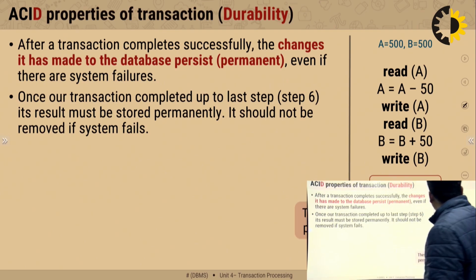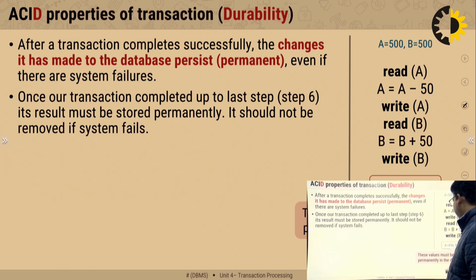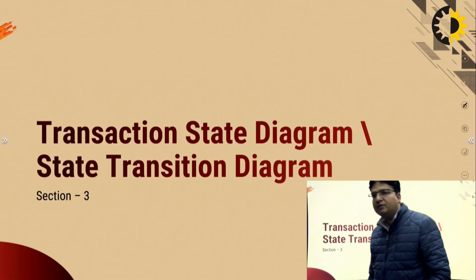See, these are the final values. These values must be permanently stored in the database so that we can maintain the property of consistency.